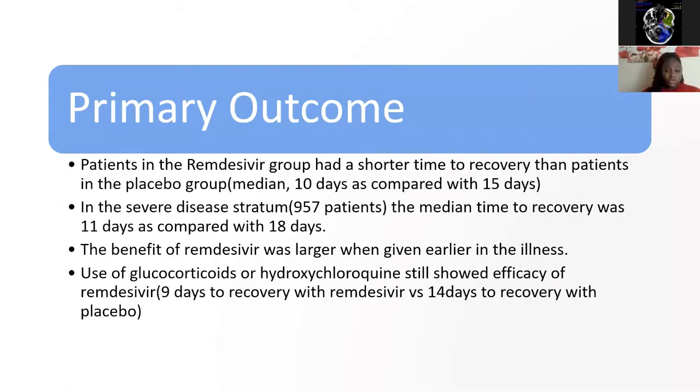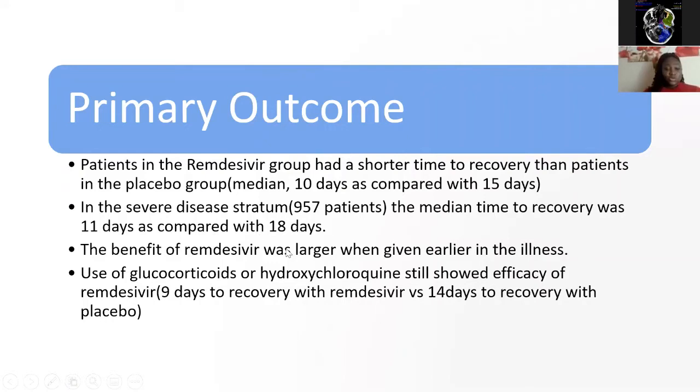Now going to the primary outcome. It's also in the paper, stated specifically as primary outcome. What they found was that patients in the Remdesivir group had a shorter time to recovery than patients in the placebo group. So a median of 10 days for those in the Remdesivir group as compared with 15 days, that's a 5 days difference, which is quite significant considering the pressure on available resources, on hospital beds, and everything in the hospital, especially with the COVID-19 pandemic. So having something that you can give to patients that will lead to a shorter time to recovery of 5 days was one of the primary outcomes, which is quite significant.